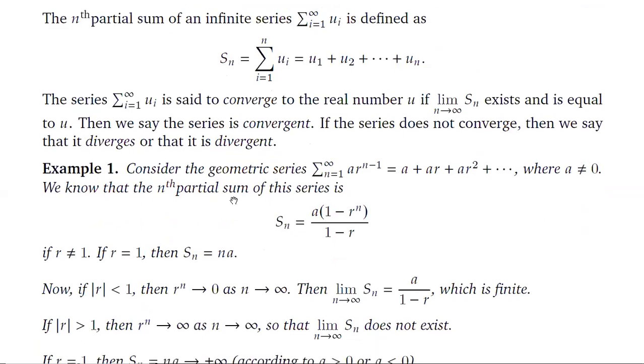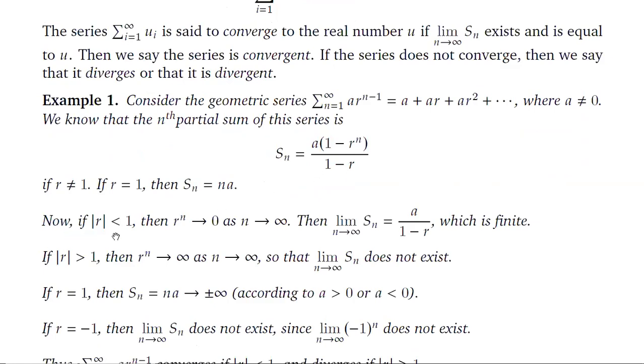So let's see a few examples. Consider the geometric series summation a into r power n minus 1, which is equal to a plus ar plus ar square and so on, where a is not equal to 0. We know that the nth partial sum of this series is Sn, which is equal to a into 1 minus r power n divided by 1 minus r if r is not equal to 1. Now, if r is equal to 1, then Sn becomes a plus a and so on, so Sn is equal to na.